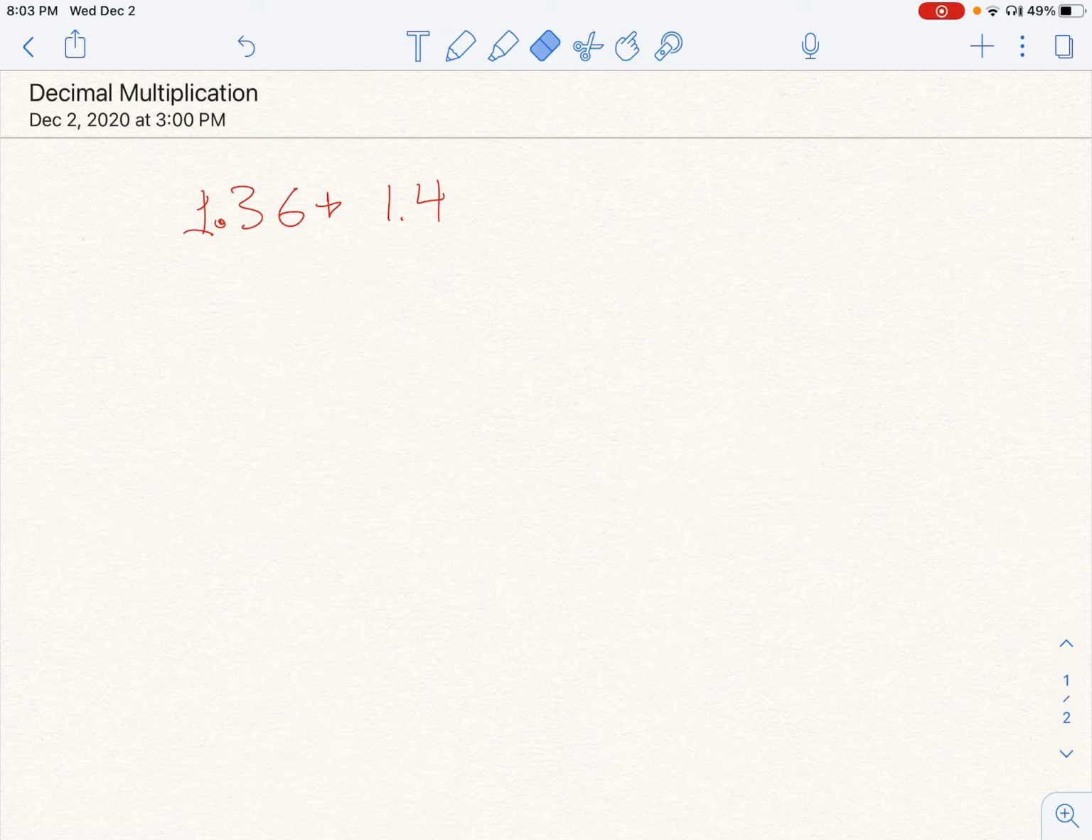Okay, decimal multiplication. As we start here today, I want to do a little refresher. So here's an addition question. 1 and 36 hundredths plus 1 and 4 tenths. So if I was doing this one as we discussed earlier, 1.36 and 1.4. Again, as you remember, you line up the decimals and the place value. So the tenths are here, the ones are the ones, and the hundredths are the hundredths. So I would add that together, and that would be my answer.